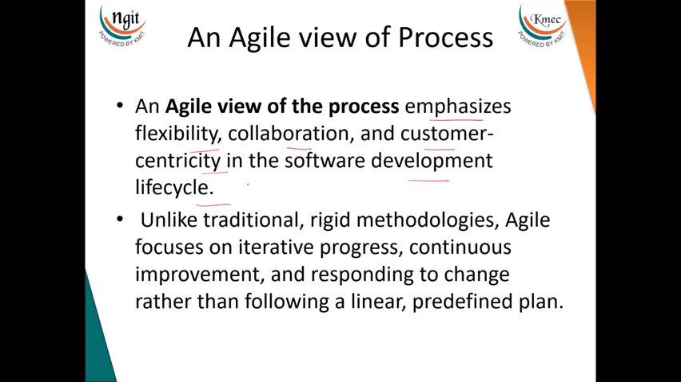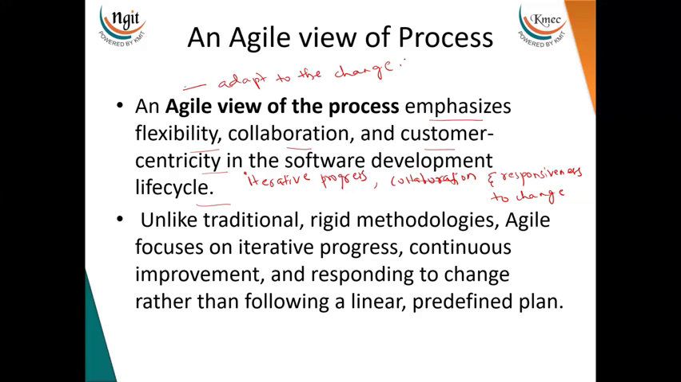So basically, agile software development focuses on iterative progress, collaboration, and responsiveness. To what? To the change. So that is why we say agile is to adapt to the change, right?